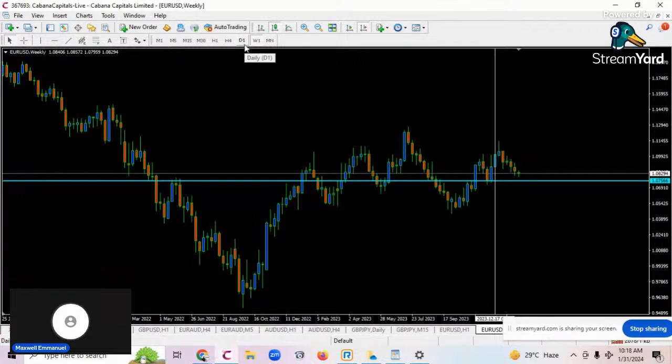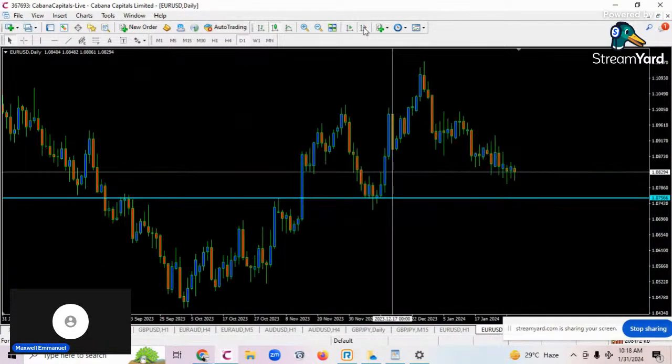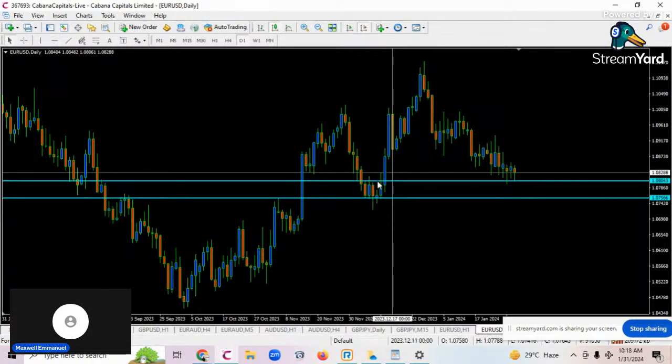Let me go down to daily. What do we have on daily? If you look at the Monday candle, it closed as a bearish hammer, and yesterday's candle closed bullish. Okay, and the current market is bearish at the moment.